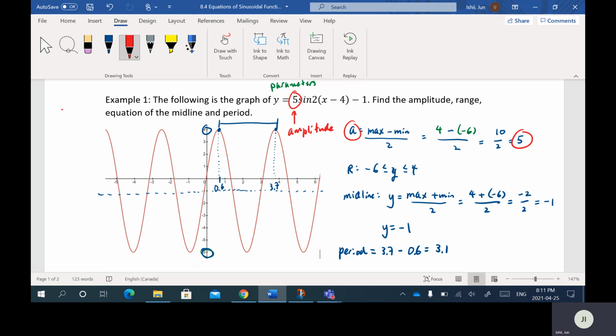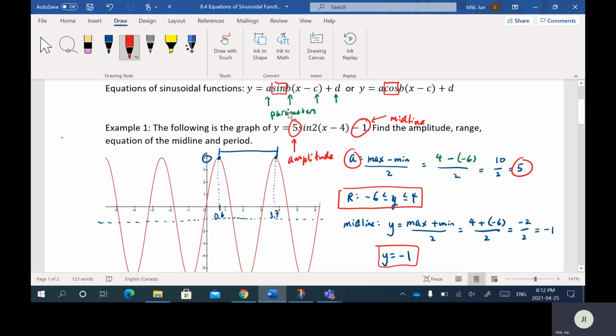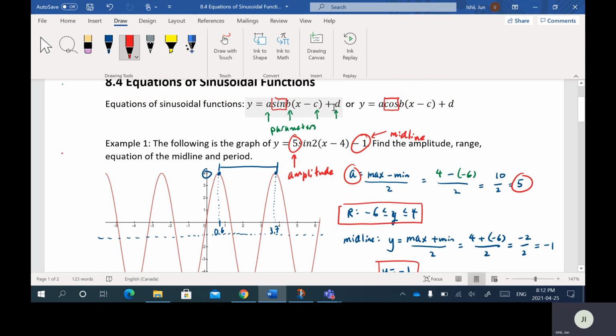All right. Next up, the range. The range itself does not immediately show up in the equation. What we want to do is go to the third thing that we found, which was the midline. So midline, y equals -1. Notice here that we have a -1. So this is going to be your midline. Whatever number follows at the end, in other words, the parameter d in this general form, is your midline.